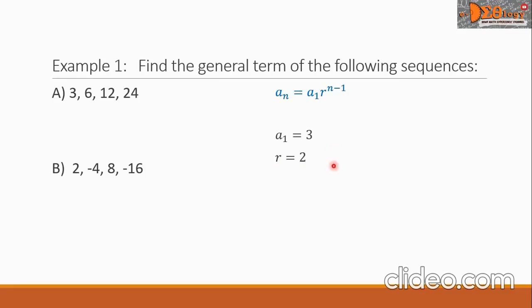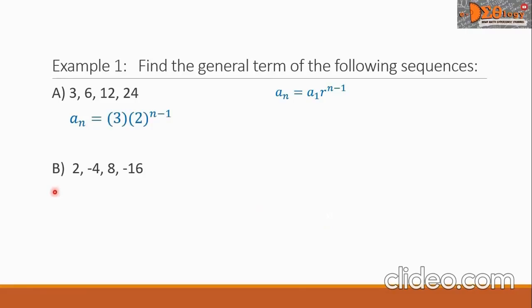Substituting now these values to our formula, we have a sub n equals, the a sub 1 is now 3, times the r, or the common ratio, now becomes 2, raised to the power n minus 1. So this is now our answer, and we will copy this below this problem A.